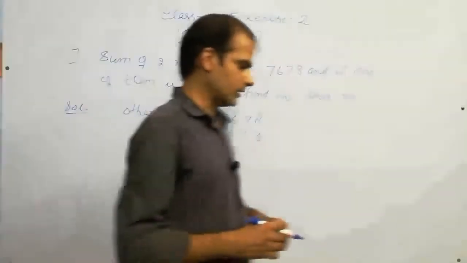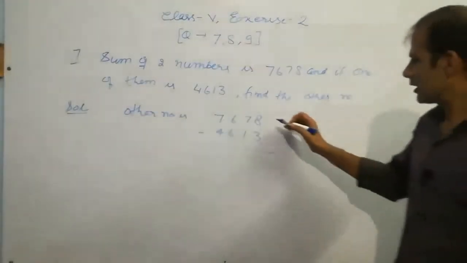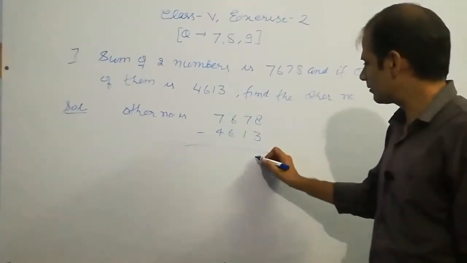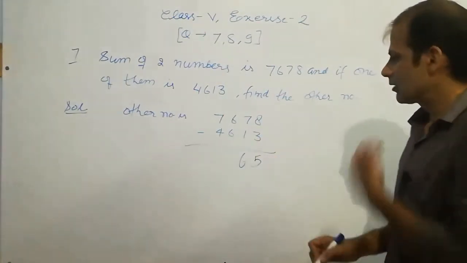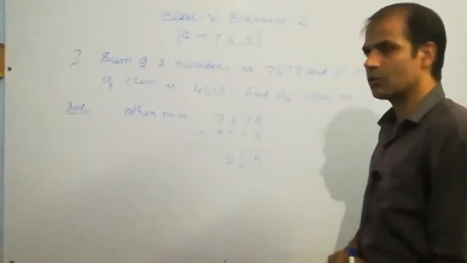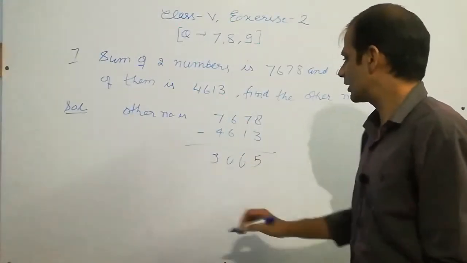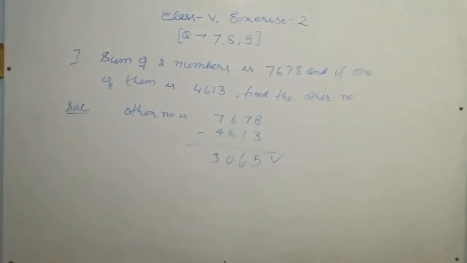Now perform subtraction. So easily you can do 8 minus 3, 5; 7 minus 1, 6; 6 minus 6, 0; and 7 minus 4, 3. So this is the answer of question number 7. So let's check it. Exercise 2, question number 7. It is 3065. Okay. Now come to the next question.